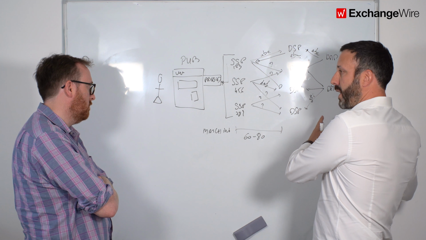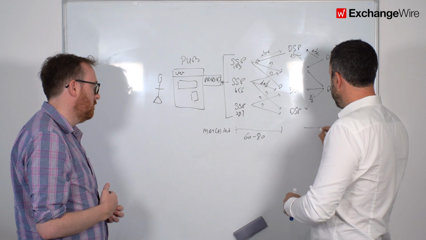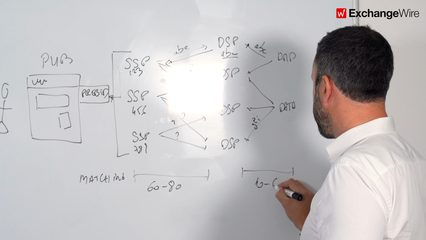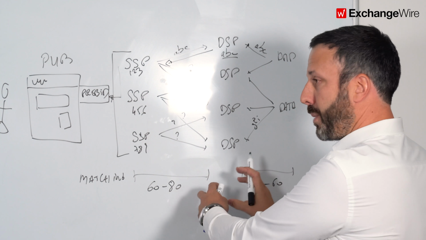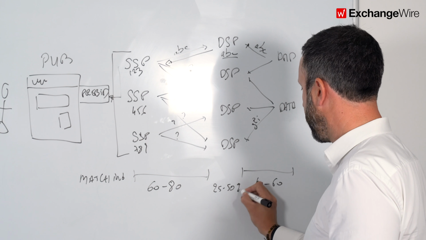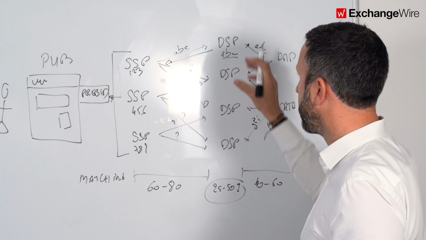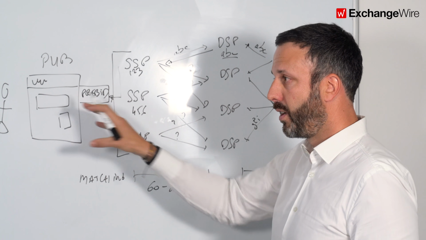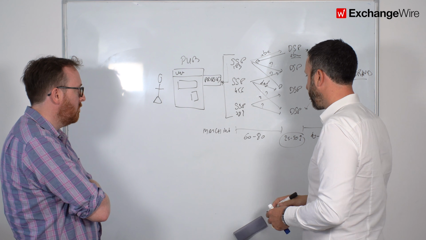Match rate between the data provider, the DMP, and the DSP is anywhere between 14 to 60%. So if you compound that, you have 25 to 50% chances that the DSP will be able to bid on an ad impression, okay? First problem.